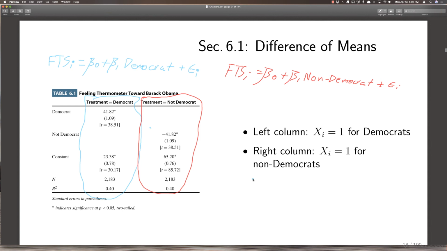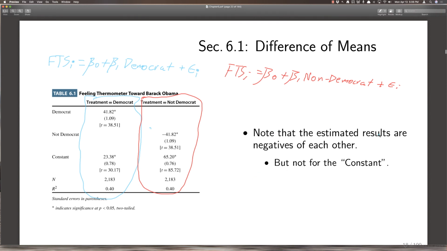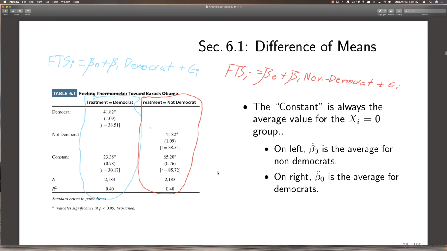In some research, there's a natural way that you do it because of your particular question. It makes most sense for something to get a 1 and the others to get a 0, but it doesn't ultimately matter for this difference of means test. So the estimated results are negatives of one another. Notice for Democrat and non-Democrat, it's 41.82 and negative 41.82, but not for the constant, right? The constants are different, all right? So what's going on here, all right?